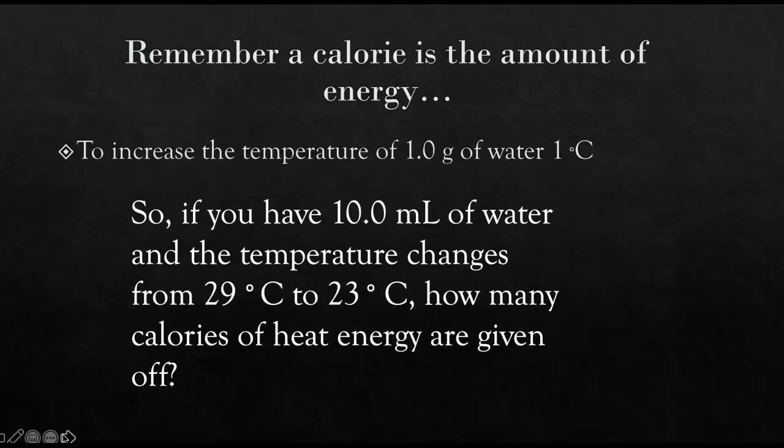So if we asked you what the calories were, if we had 10 milliliters of water and we changed the temperature by 6 degrees, so our delta T is 6 degrees Celsius, how many calories would be given off or emitted through an exothermic process? Hopefully you figured out 60 calories, because obviously it was 6 degrees times 10 milliliters of water. Notice I've rounded that 60 off to 2 significant figures by adding that decimal point.